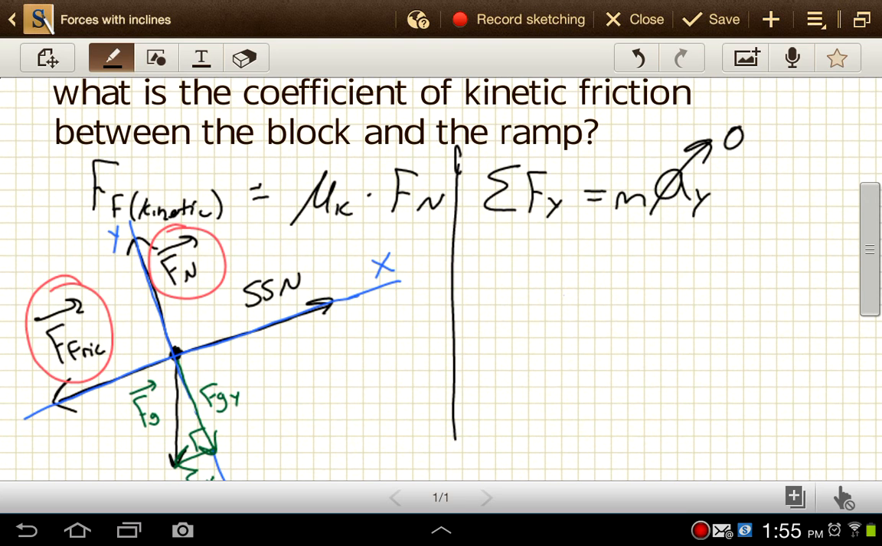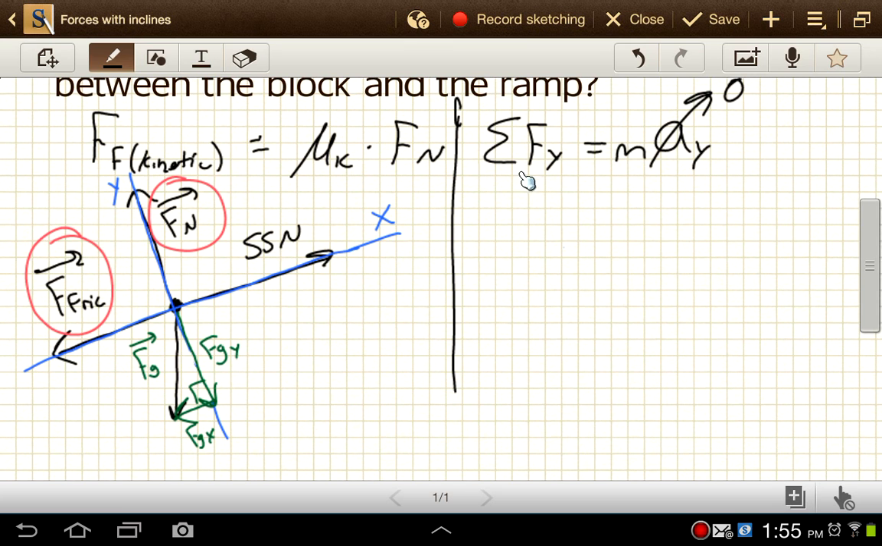The net force in the y just means we add up all the forces that act in the y direction. That's our normal force, upward, and then this downward gravitational y component. So our normal force is equal to the y part of gravity. They're just in opposite directions. That tells me I need to figure out what the y part of gravity would be in order to get to normal force, which I need to plug into this equation at the very end.